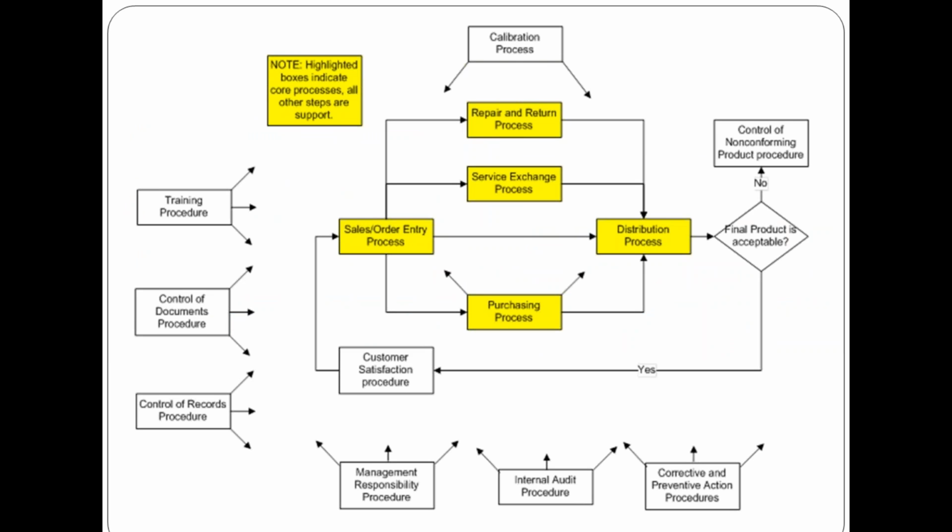This particular model uses highlighting. In this instance we have 5 core activities, and again, just to point out, you'll note the unique names that are used here: distribution, service exchange, and then our more typical sales order entry and purchasing. And they've indicated with this that anything that isn't highlighted is support. So therefore we have 6 items altogether. We have 5 core processes and then a cumulative support activity.